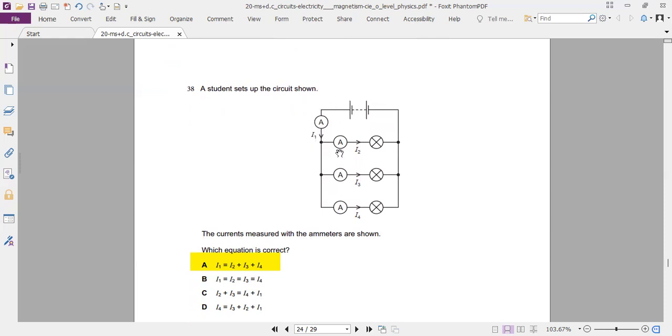Current coming from a battery, 3 lamps in parallel. So 3 lamps draw equal current. Or even if they don't draw equal current, the sum of their current will be the current coming from the battery.